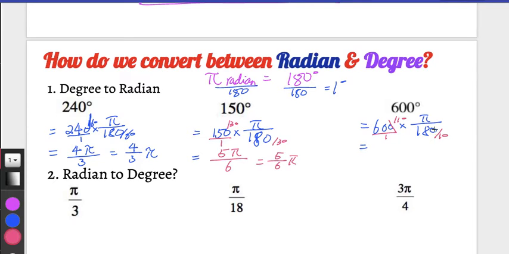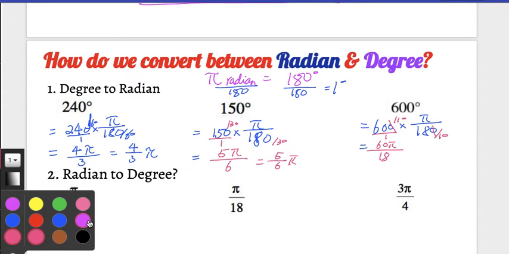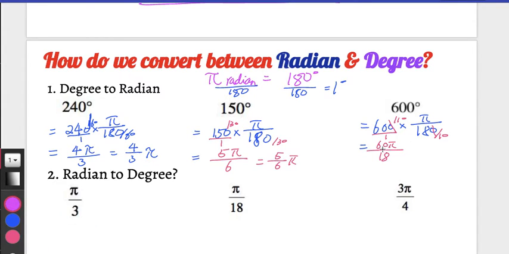Okay, I'm going to cancel the 10 here. So it's 60 pi over 18. Apparently I can simplify more. So I'm going to, this time, in a different color, divide by 6, and this time is the answer. So it's going to be 10 pi over 3. 18 divided by 6 is 3, 60 divided by 6 is 10, so 10 pi over 3.